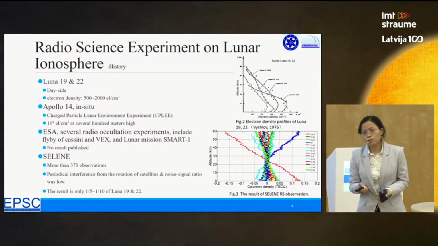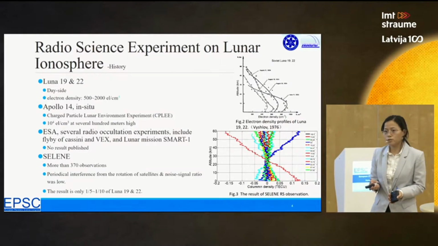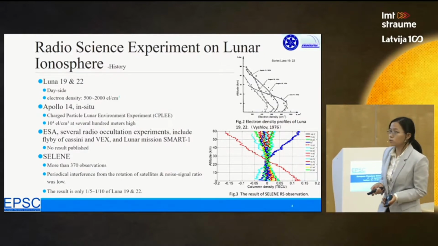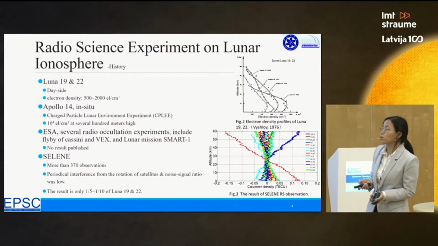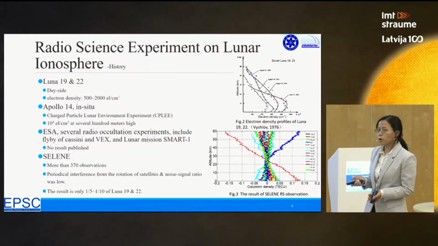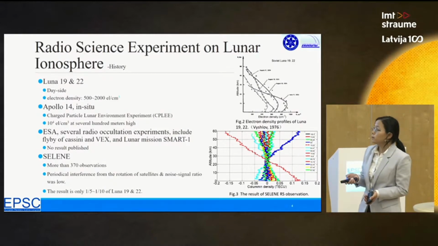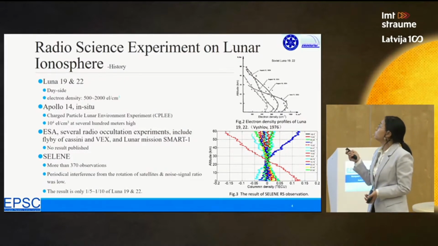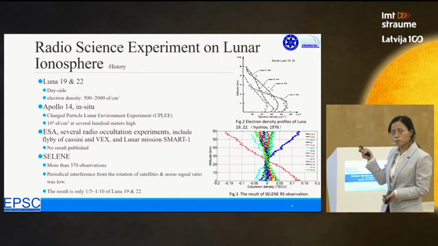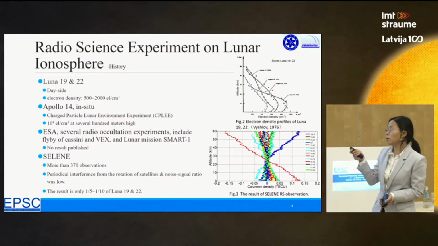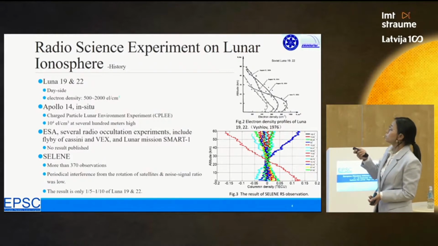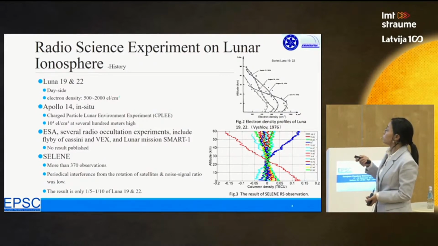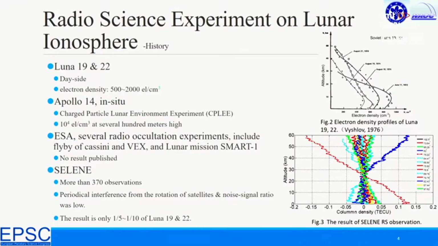There are a lot of radio experiments that have been done in history for the lunar ionosphere. First is the Luna 19 and 22 missions. It's a Russian mission. They have obtained results, and there are 7 profiles that have been published for these 2 missions, and the result shows the electron density of the lunar ionosphere is from 500 to 2,000 per cubic centimeter.